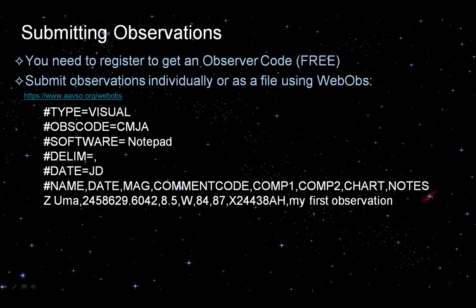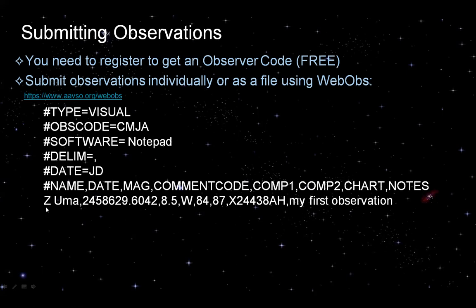So there's some header information at the very top of the file, and it's all preceded by a hashtag. So hashtag type equals visual, meaning I'm making a visual observation. Hashtag observer code, there's my observer code. The software used, well, I happen to just compile this in Notepad, for example, no big deal. The delimiter is a comma, meaning what separates the bits of information of my observation. The date, I used Julian date. And then the last one here is just the column or data headers, if you will. So the name, date, magnitude, comment code, the comparison star 1 and 2, and its chart, and my notes.